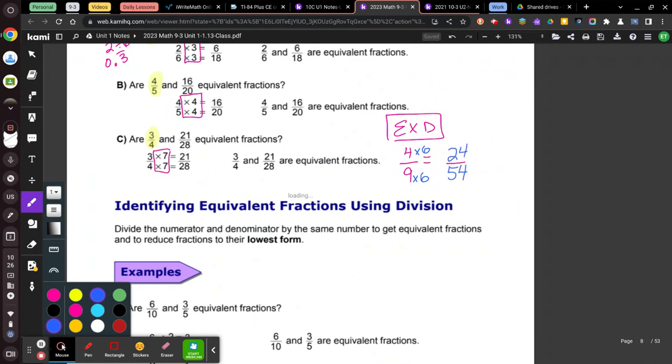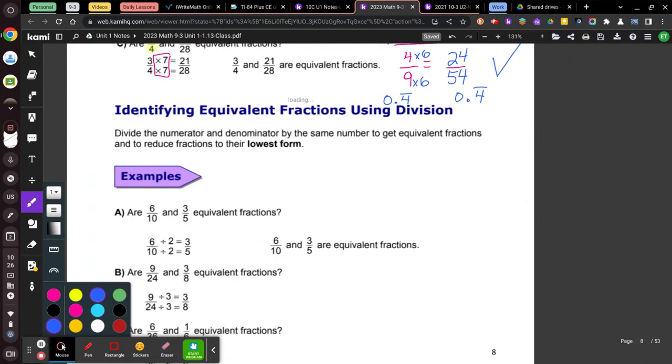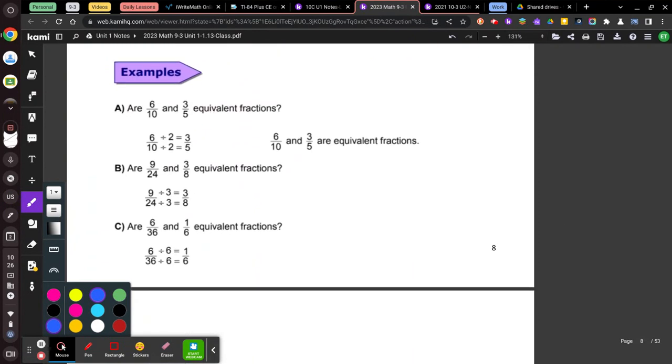And now if I check my work, both decimal answers are going to match. This guy's going to give me 0.4 repeating. This guy's going to give me 0.4 repeating. That means I match them. They did it properly, okay? If they match, you did it properly. So we can do it by multiplying by a number. And then we're seeing we can also do it by dividing by a number.